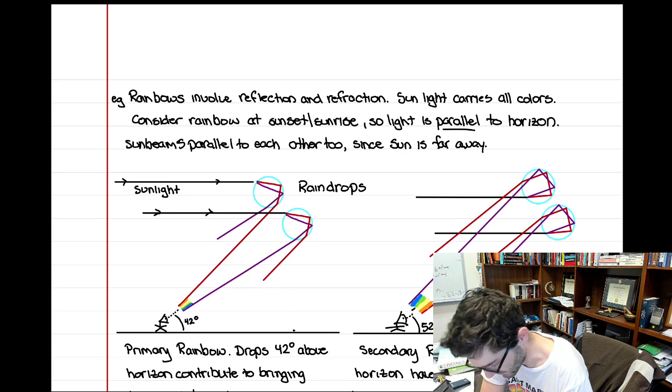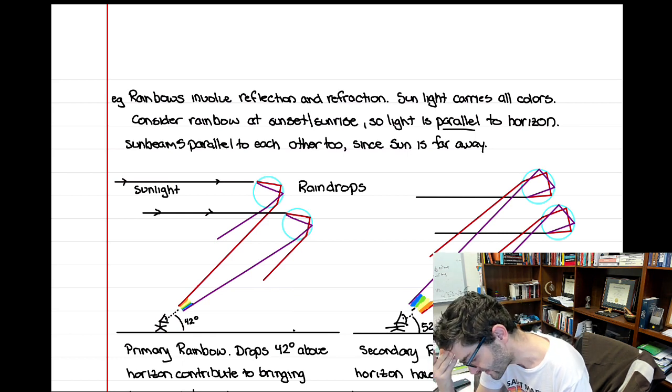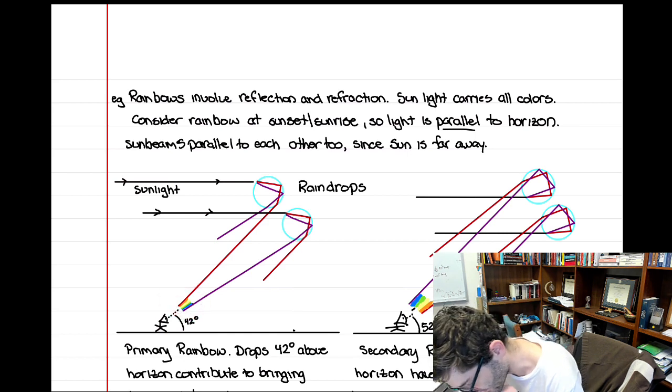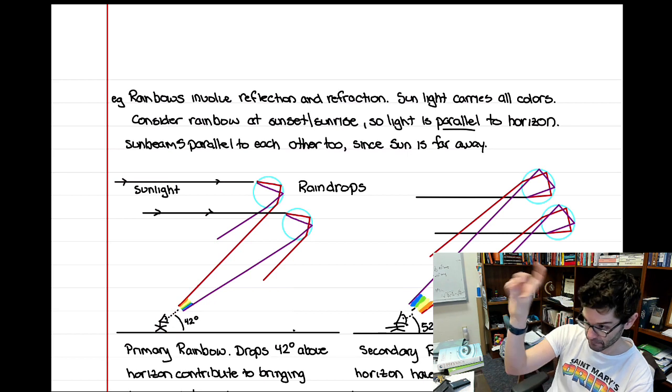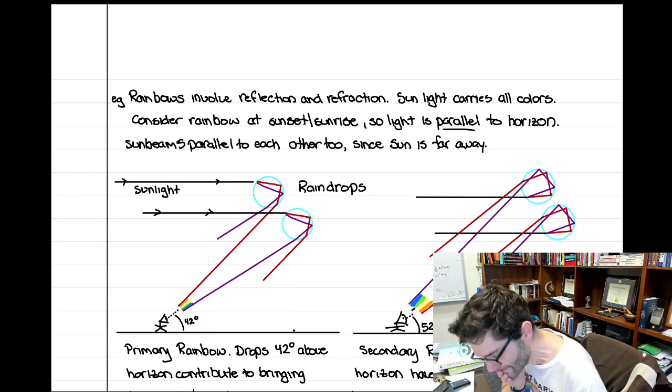If you see a double rainbow, there's something very similar going on, but something I should point out first. These colors are specifically ordered, right? I figured out that the red goes here and the purple goes here. So this also explains why red is always on top and purple is always on the bottom when you see a rainbow.